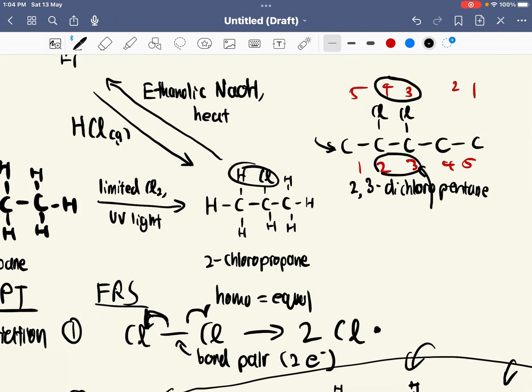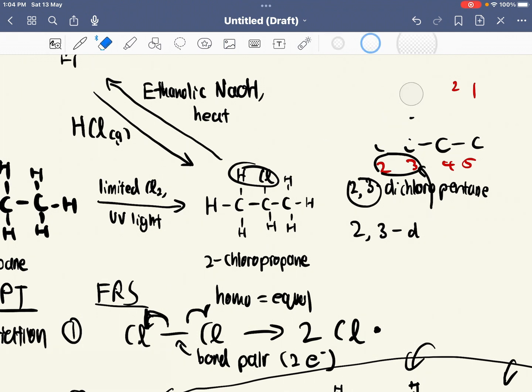Now, remember that I said a hyphen for when we try and separate a number from a word letter, but when we try to separate the 2 numbers, we're going to use a comma. So those are some important rules of the IUPAC naming system that you must take note of.